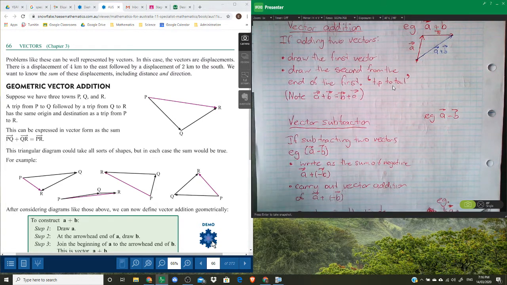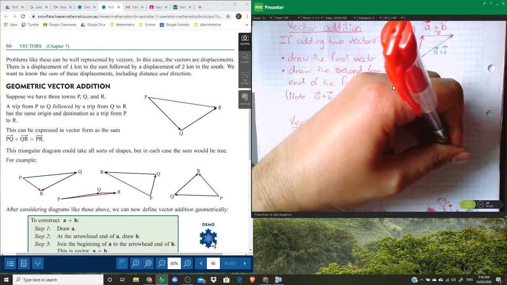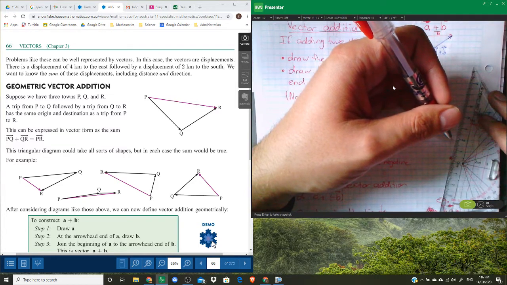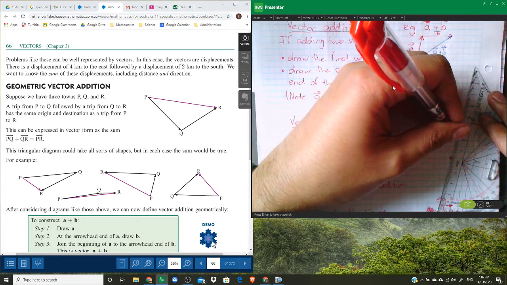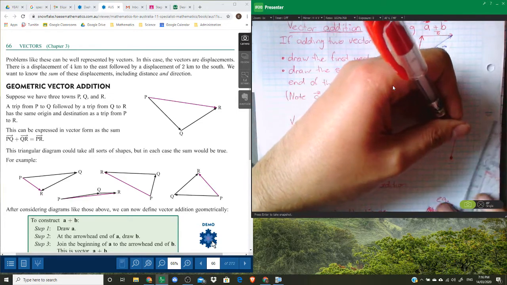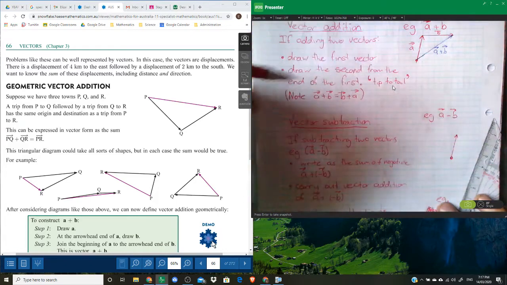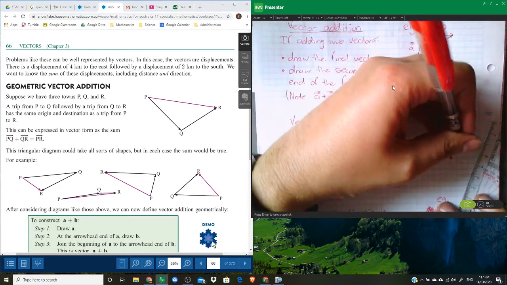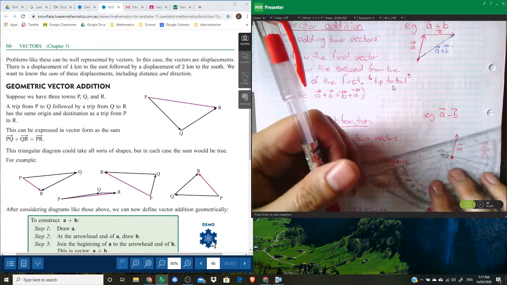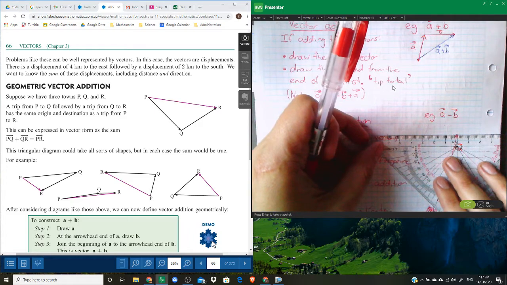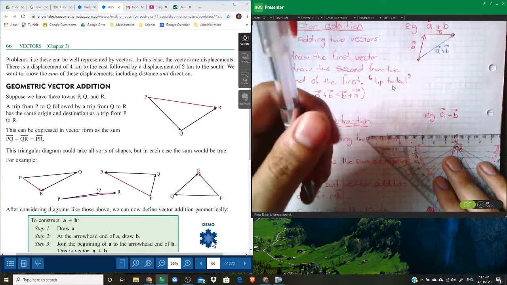Well, let's give ourselves a bit of space. A was 1 across and 4 up, as such. So that is A. Now minus B. Well, if B went 5 to the right, then minus B will go 5 to the left.